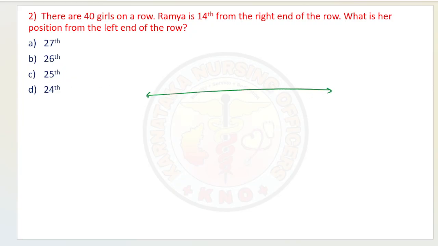So, left, right. The total is given, right? Total 40 girls. Ramya is 14th from the right, so the right side position is given, that is 14th. Here we need to calculate her position from the left side, correct? So what is the formula to calculate left side position? Left side position is equal to total minus right side position plus 1, okay?